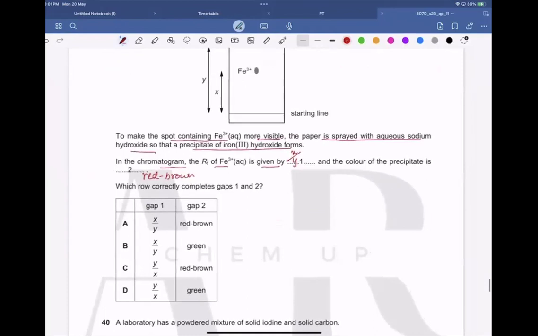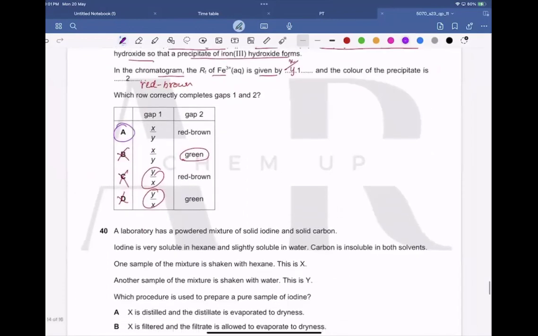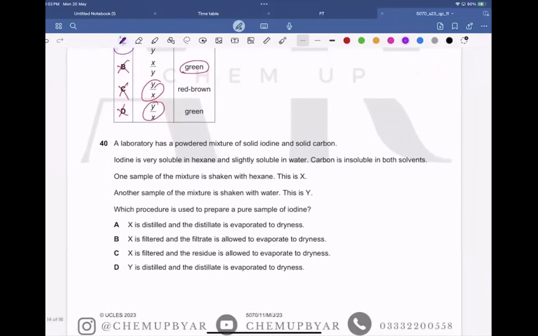So X over Y. So here C and D go wrong, and it's iron 3 positive. So B goes wrong, not green, but red brown. So A is the correct answer. Is this clear? Now question number 40, the last one.